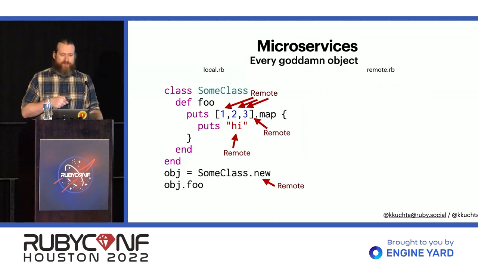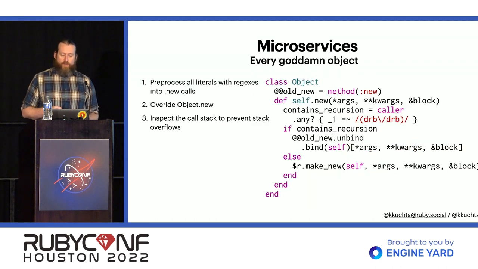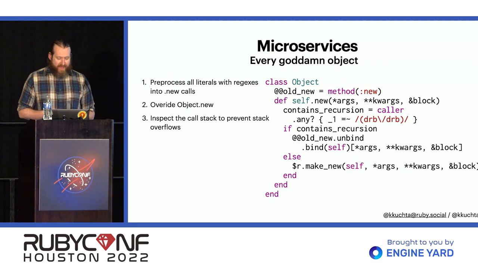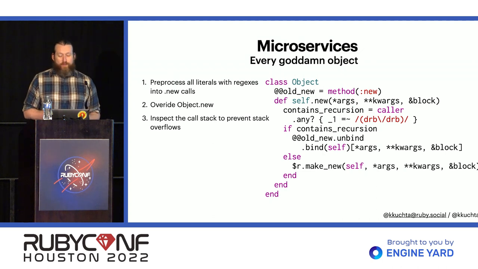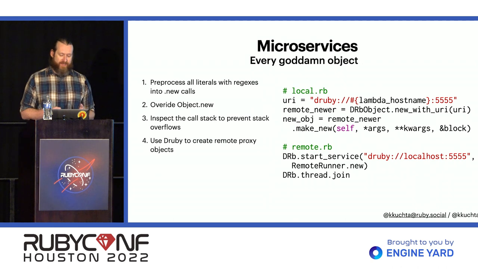This is the unspeakable atrocity that I promised you. And this is what we've done. We pre-processed, in what is surely a cardinal sin of software, we converted all of our array, hash, and string literals into explicit .new calls using regular expressions. Then, in a further show of utter depravity, we overrode the Object.new method. And then, to add insult to injury, we prevented infinite recursion just by mucking around in the call stack. Next, in one of our only reasonably normal moves, we used dRuby to create remote proxy objects.